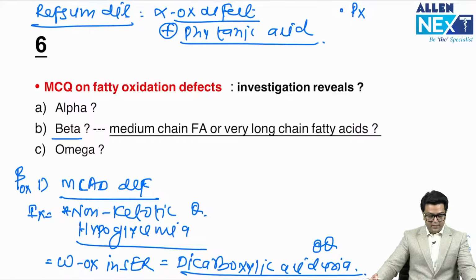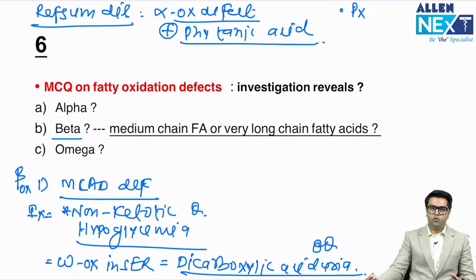Carnitine acyltransferase is a rate limiting enzyme for beta oxidation, yes, correct. Carnitine acyltransferase 1, not the 2. CAT1, if you want to remember the rate limiting enzyme of beta oxidation, that is CAT1.